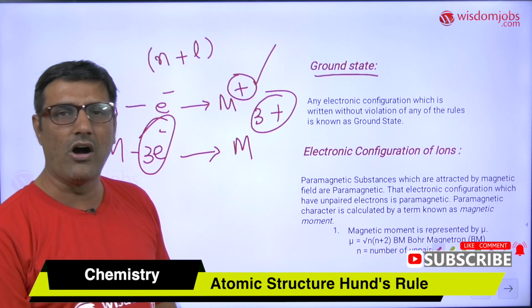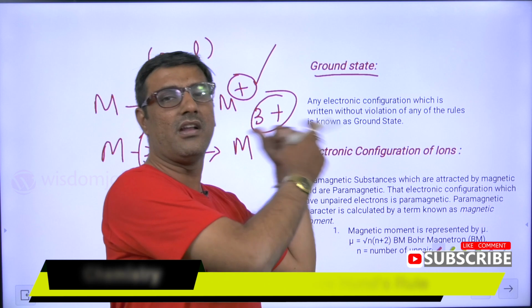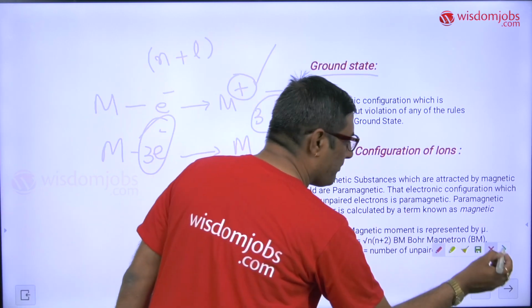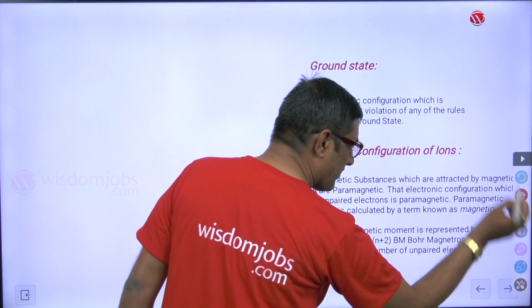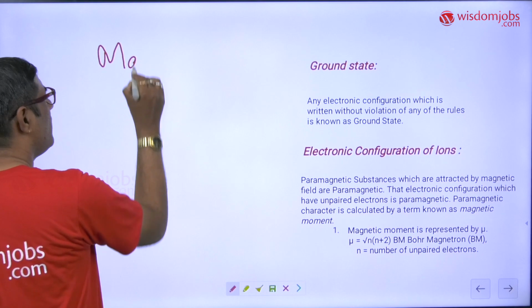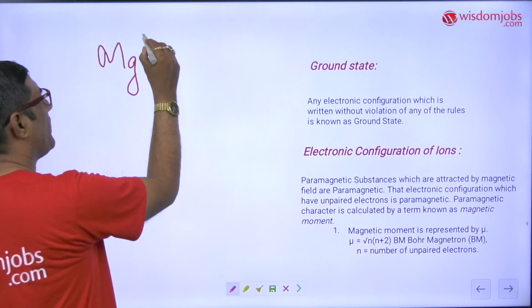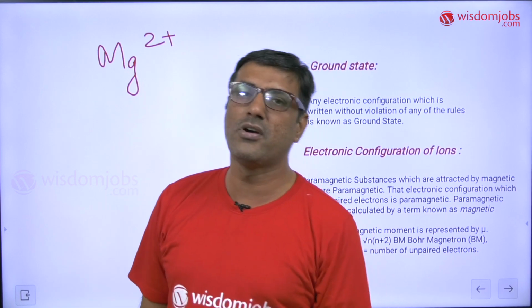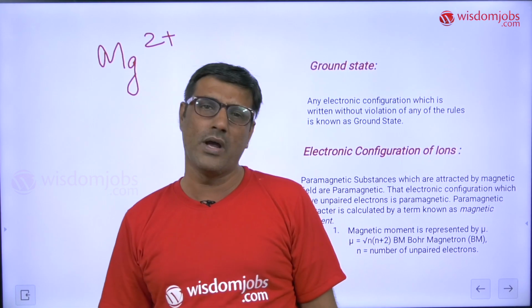That would be your electronic configuration of that particular ion. Now let me give you an example. If I take the example of sodium ion, or let me say magnesium. Magnesium ion would be stable in 2+ state. Why is it stable in 2+ state? Because its outermost orbit contains 2 electrons.